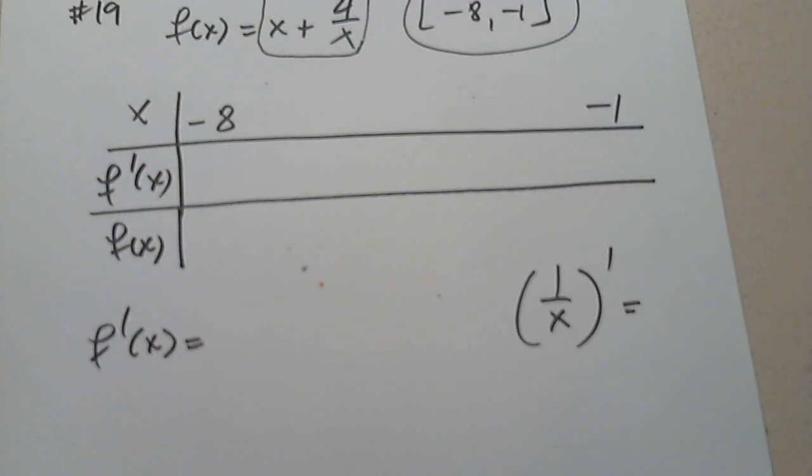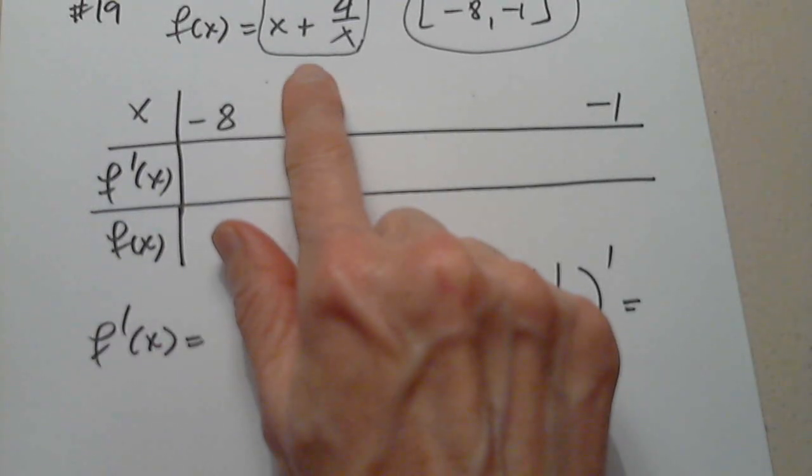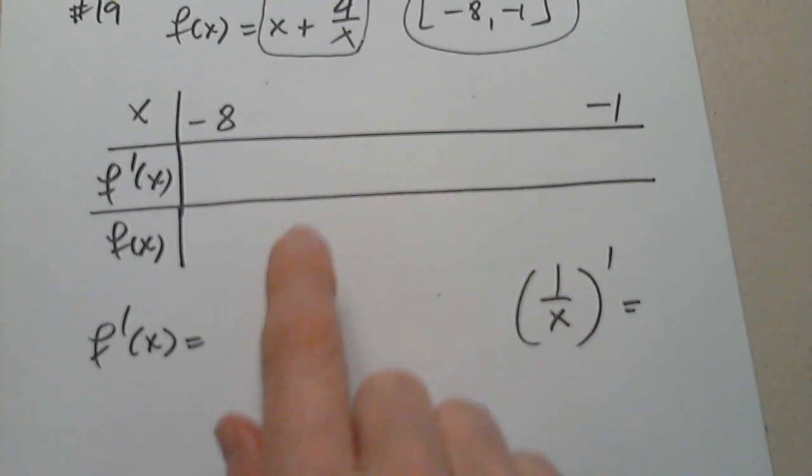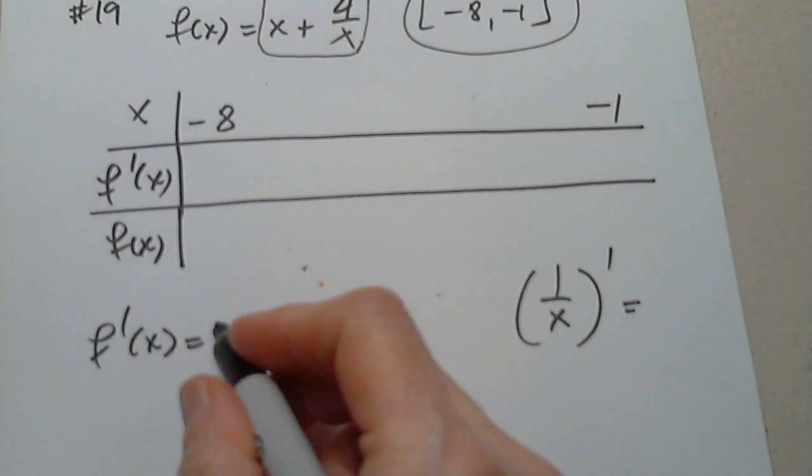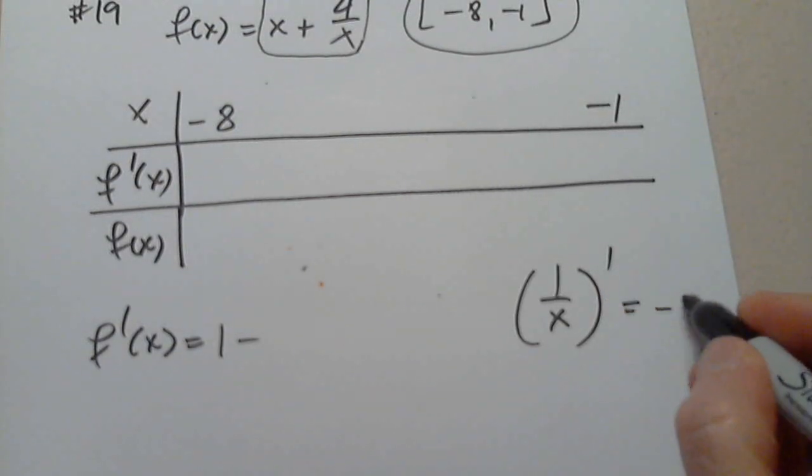Can anyone give us? We have to find f prime. Anyone, please? Anybody? Is it just 9? We're differentiating x plus 4 over x. x prime is 1. When we differentiate 1 over x, we get negative 1 over x squared.